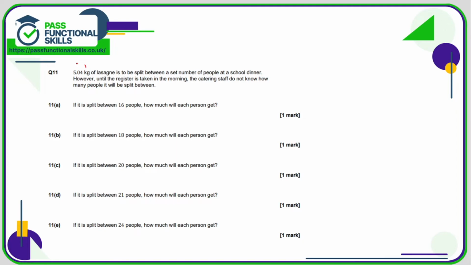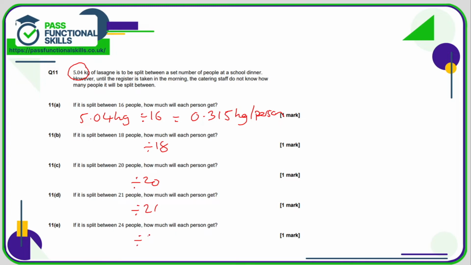So we're sharing 5.04 kilos between 16 people, so we just need to divide that by 16, and then that will mean that each person will get 0.315 kilos per person. So B, C, D and E are exactly the same type of question, except instead of dividing by 16, we're dividing by 18, 20, 21 and 24, and since we're dividing by a bigger number, this should result in the total decreasing as we go through the questions.